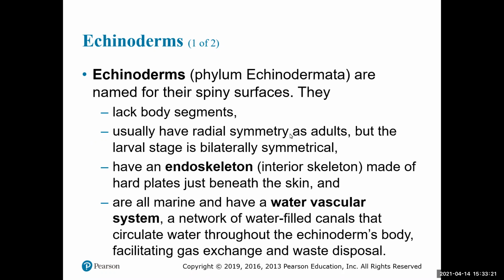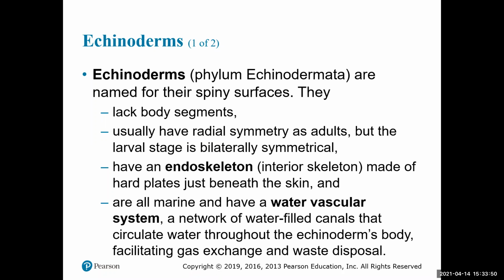They have radial symmetry as adults, so they've re-evolved radial symmetry, but they're in the bilateral grouping of animals because their larval stage is bilaterally symmetrical. So this is a unique evolutionary trait that we don't see in other animals, and that's the re-evolution of that radial symmetry.